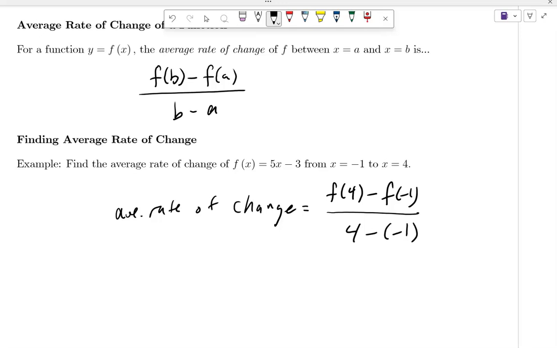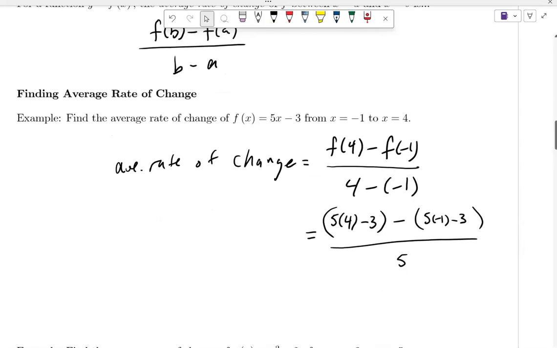So what is f of 4 in this case? 17, because it's 5 times 4 minus 3. And what is f of negative 1? Good. 5 times negative 1 minus 3. And then 4 minus a minus 1 is 5 in the denominator. First set of parentheses there give me 17. And then minus a minus 8 over 5.